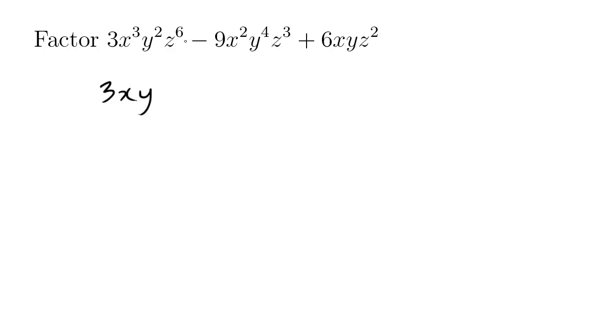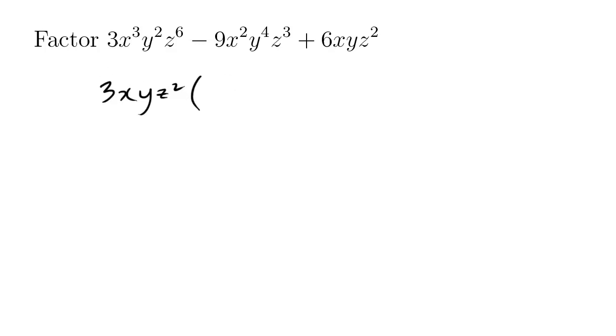As for my z's, I have 6, 3, and 2. The biggest exponent that actually fits into all three of these, which is the smallest exponent, is 2. So z squared. Okay, so we have our GCF pulled out now, and let's reconstruct this now.